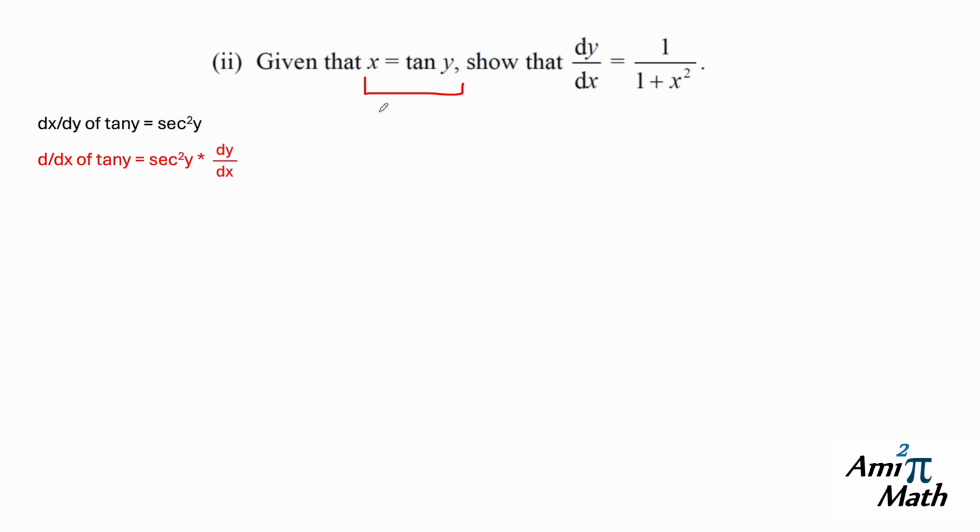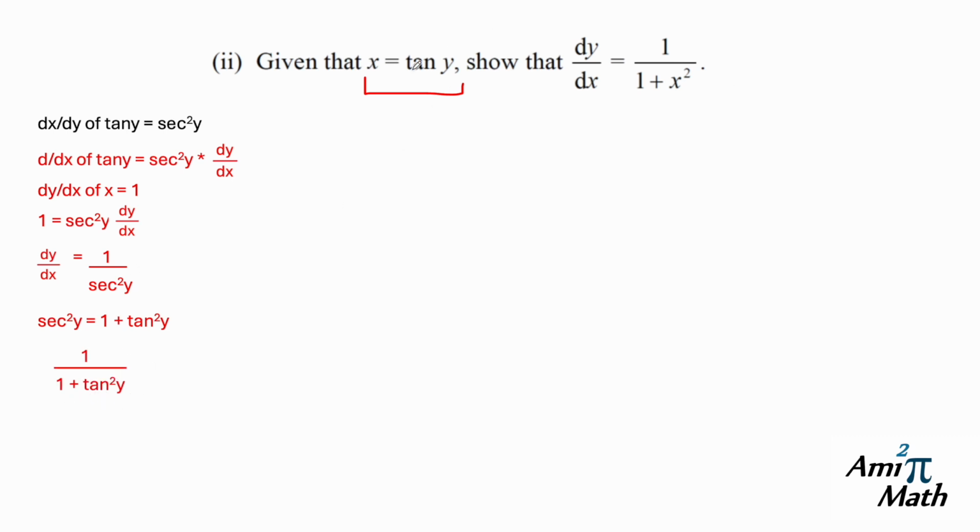And then we differentiate the x, which gives us 1. And then we can set these to equal each other. So 1 equals sec squared y times dy over dx, like we've done here. And then to get dy over dx on its own, again, we just divide each side by sec squared y. So dy over dx gives 1 over sec squared y, and as we know, sec squared y is equal to 1 plus tan squared y, so we can rewrite this as 1 over 1 plus tan squared y.